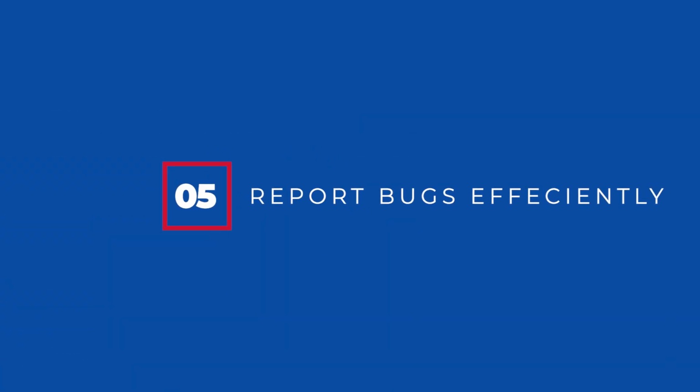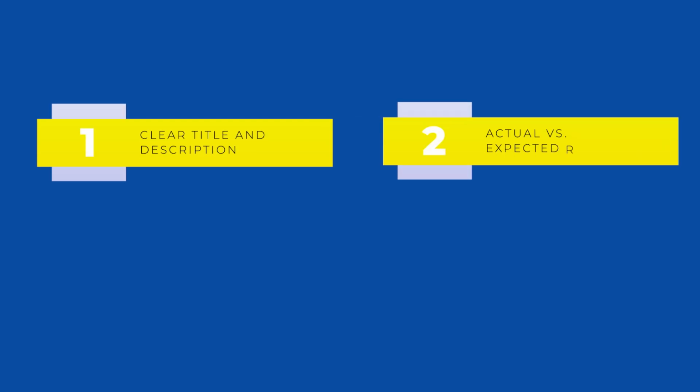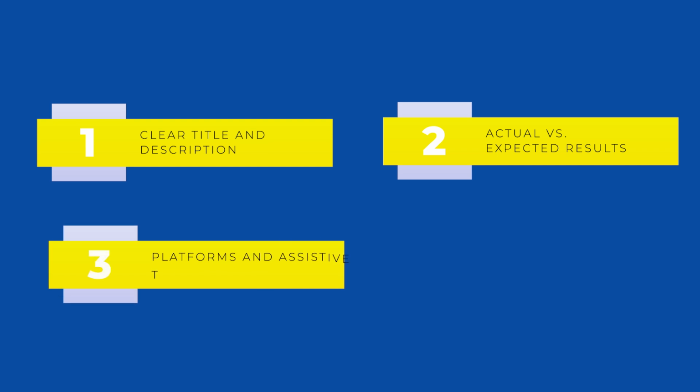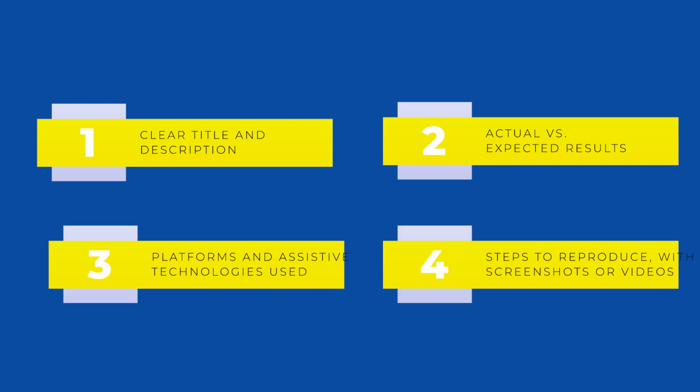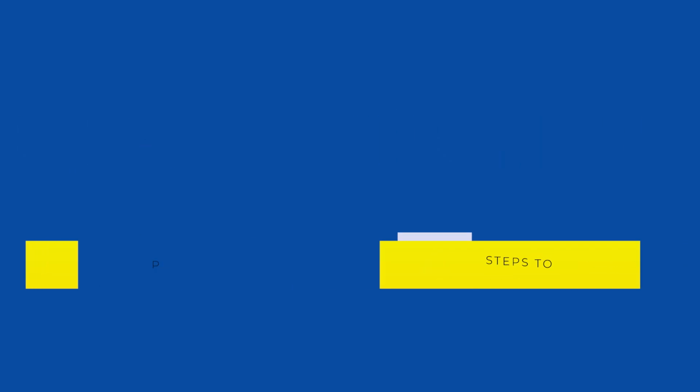Step 5. Report bugs efficiently. Your testing is only as good as your bug reports. Here's what every bug report should include: a clear title and description, actual versus expected results, platforms and assistive technologies used, steps to reproduce with screenshots or videos. But don't just stop there, provide actionable recommendations for your developers. This highlights your mastery as a web accessibility expert.